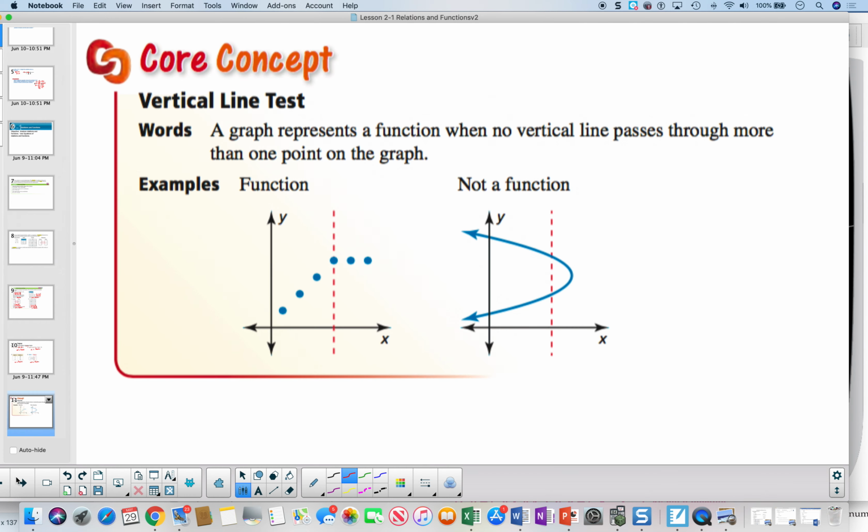A visual way to tell whether something is a function is what we call the vertical line test. If you can draw a vertical line anywhere on the function and only one x matches with one y, then we say it's a function. Now you can see this x has two different y's, so that's why we say it is not a function.